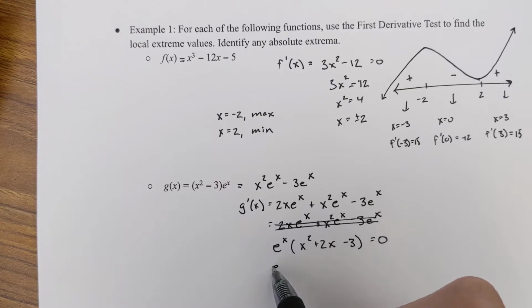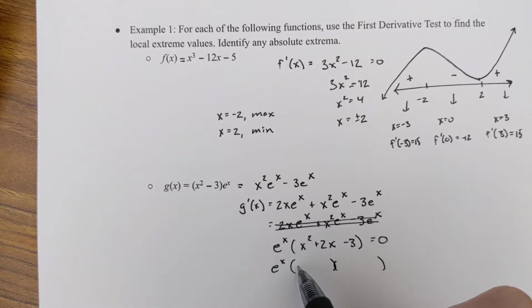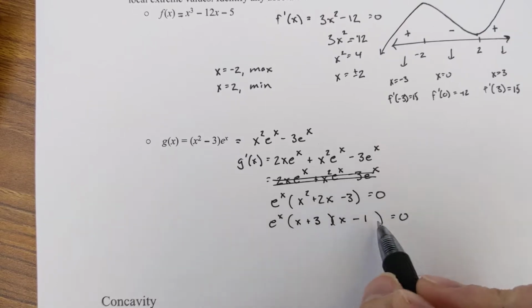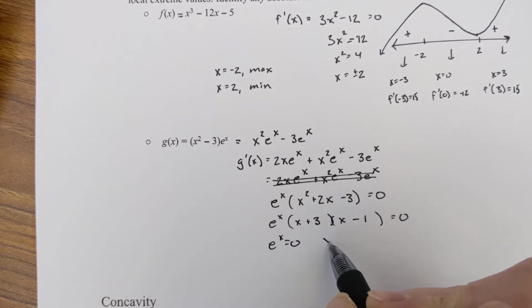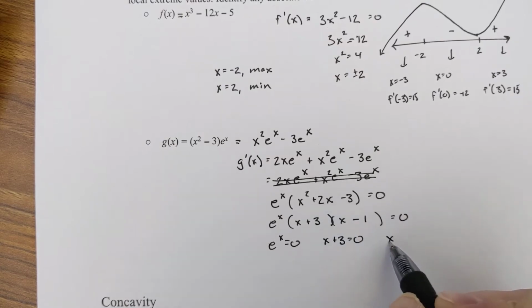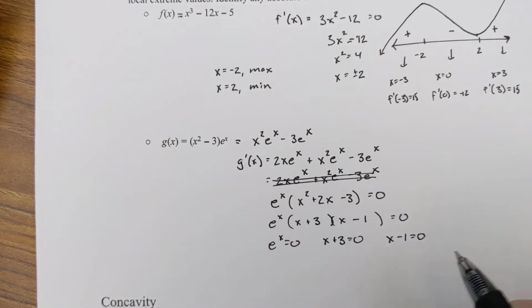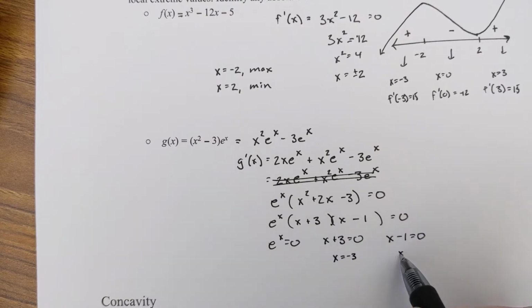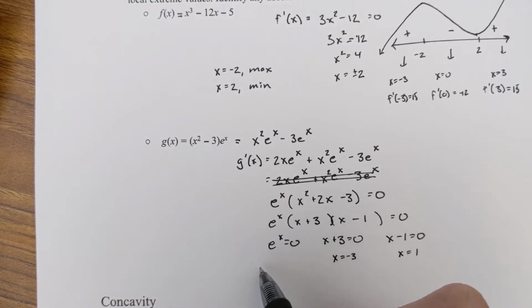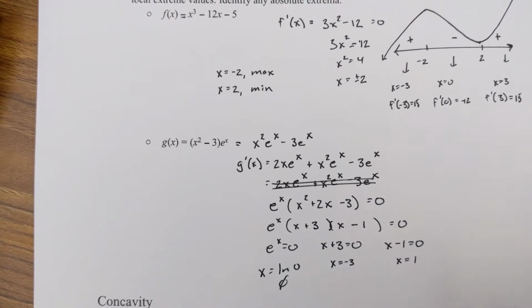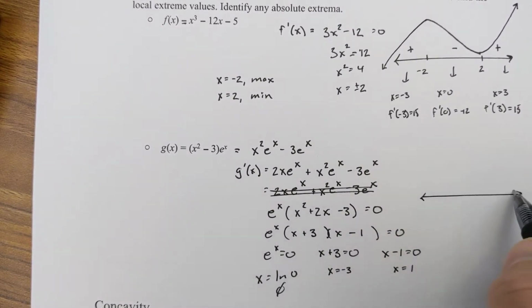So this can be factored. Two numbers that multiply to -3 and add to +2 are +3 and -1. So this is the equation that I have. To find the critical values, I need to solve this. So either this is equal to 0, or this is equal to 0, or this is equal to 0. These two are relatively straightforward, -3, +1. To solve this, I would take the natural log of both sides, which cancels the e out, so x equals ln 0, but that doesn't exist. You can't take the natural log of 0. So my only critical values are at -3 and +1.